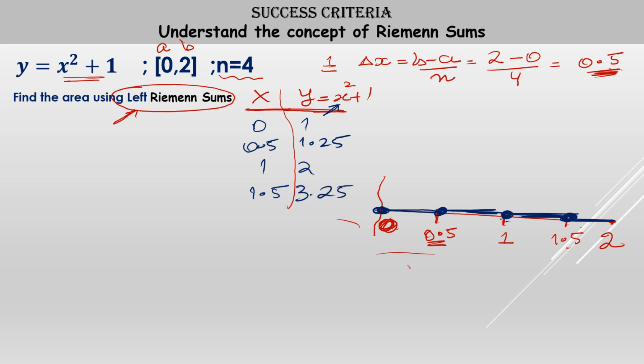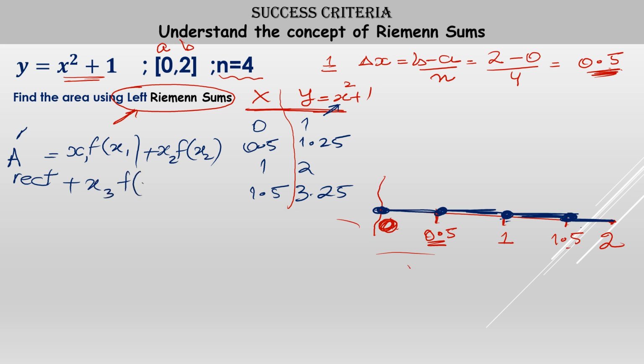Now our formula, in order to calculate the area of the rectangle using the Riemann sum, is again length times width for each rectangle. So for example, the first width is x1 and f of x1 is our length. Then you have the second width, f of x2. Then you have the third width, x3, and then the length, f of x3. Then you have x4, the width, and f of x4.